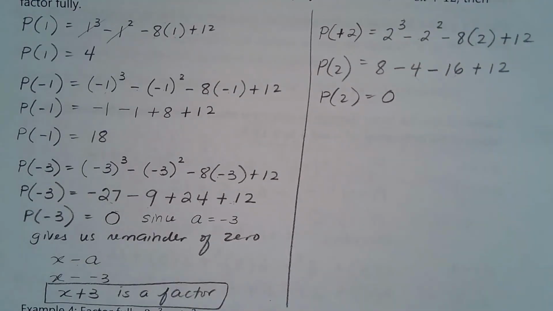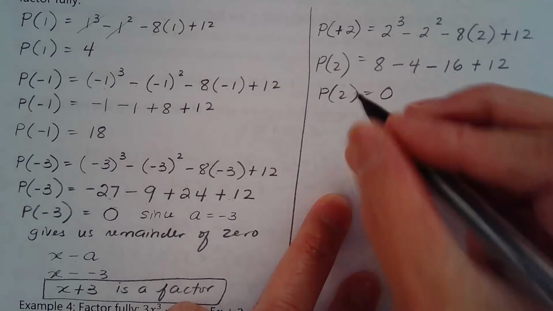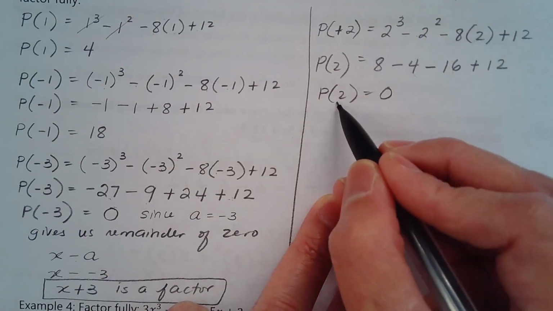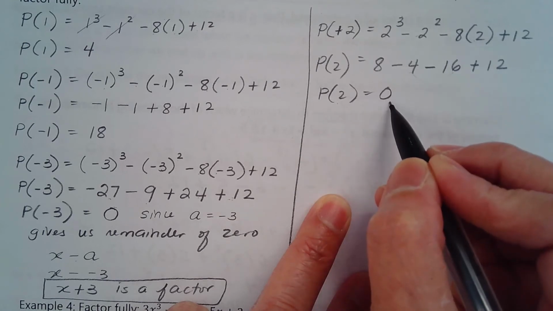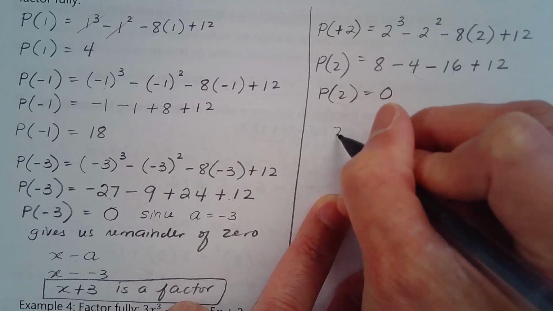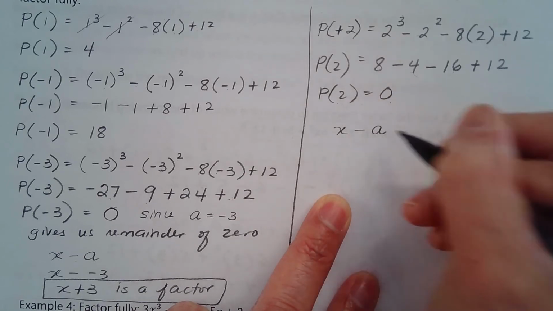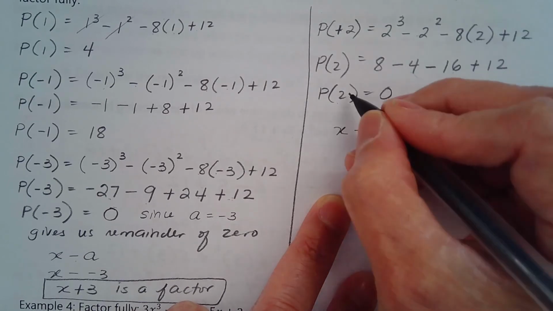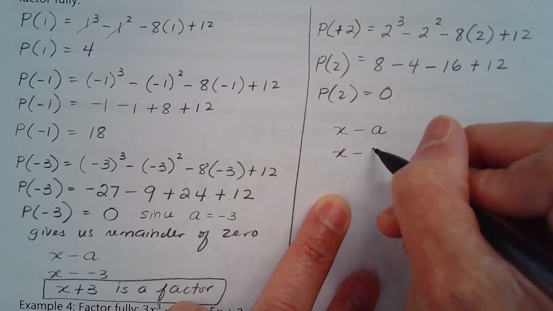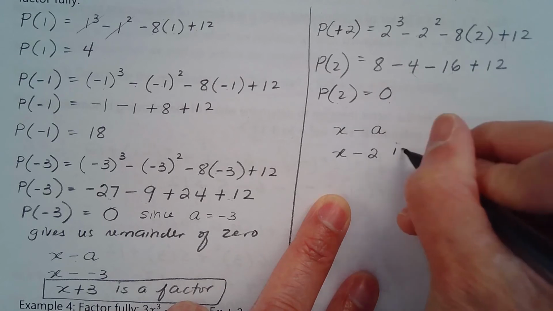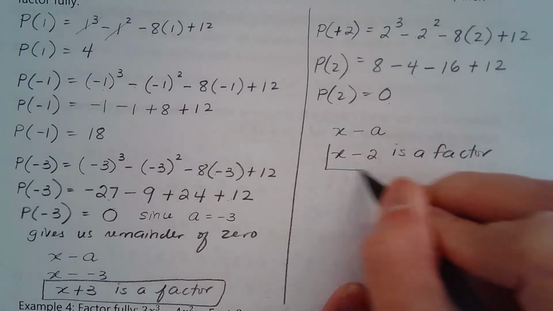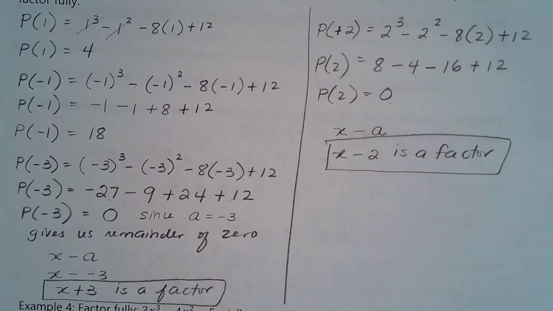So what does that mean? It means if P of 2 is 0, then x minus a is a factor. And what's the a value? A is 2. So x minus 2 is a factor. So we found 2 factors.